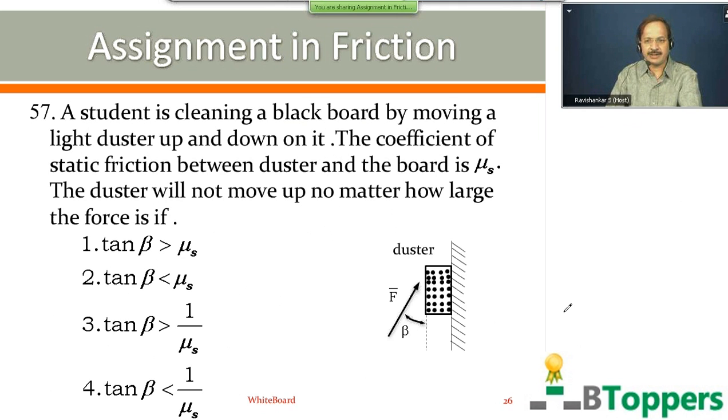See the question number 57. A student is cleaning a blackboard by moving a light duster up and down on it. The coefficient of static friction between the duster and the board is mu s. The duster will not move up no matter how large the force is. You have to find out which option is correct.